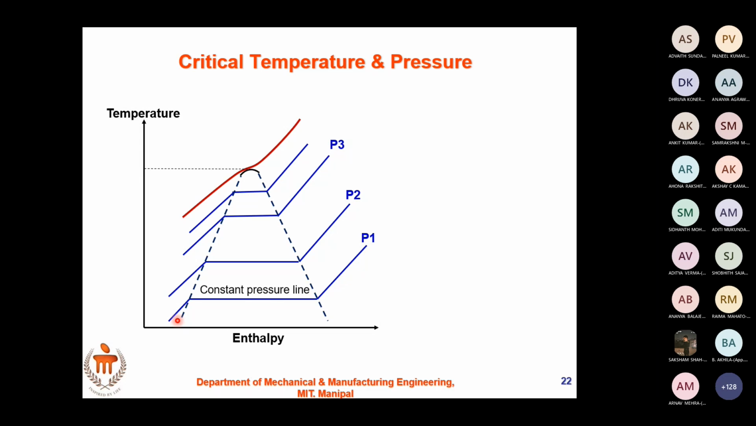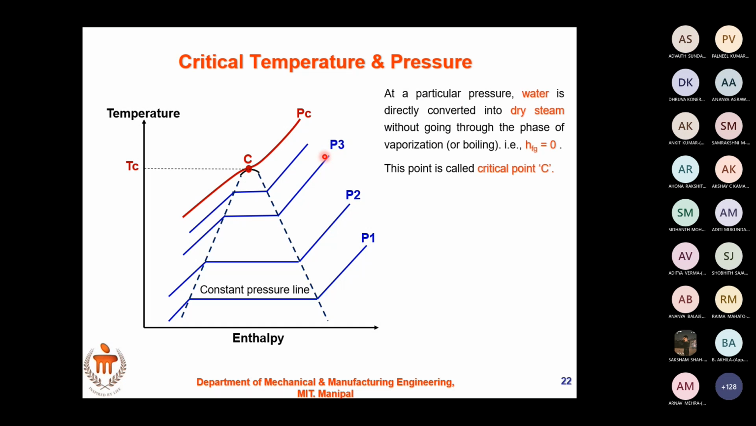If the same experiment is conducted on water itself, I'm not taking any different substance here, at a higher pressure, say P2, you will end up with this isobar. The same experiment conducted at another higher pressure P3, you will end up with this isobar. Okay. Got you, ma'am. Thank you, ma'am.